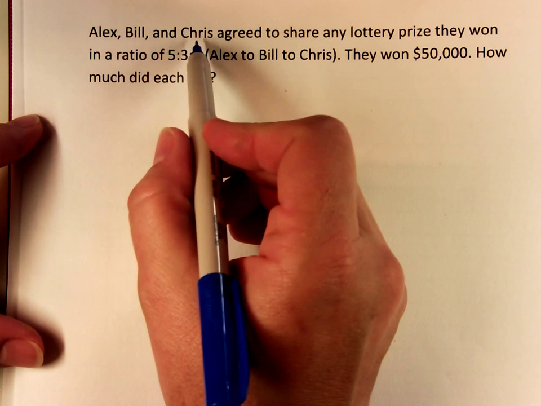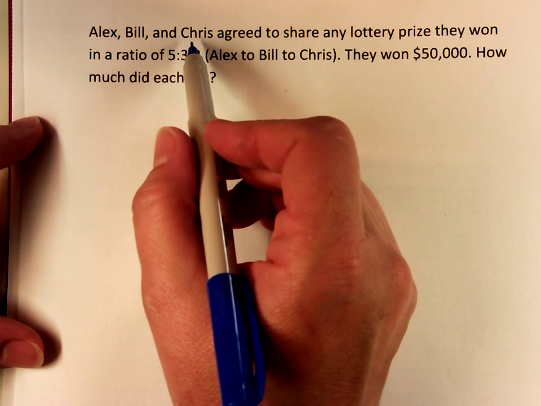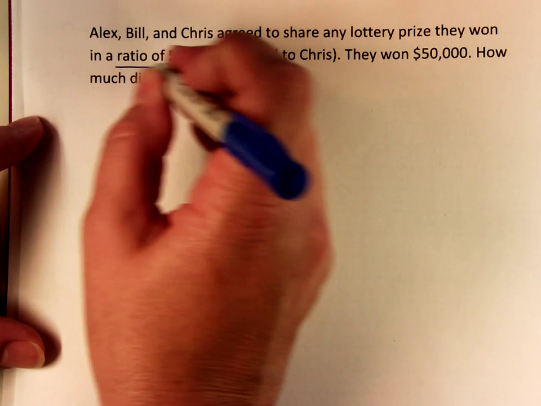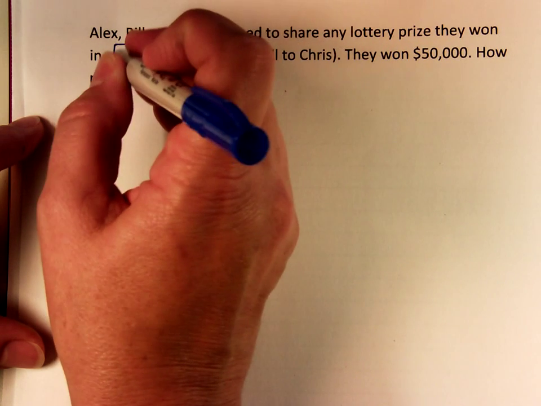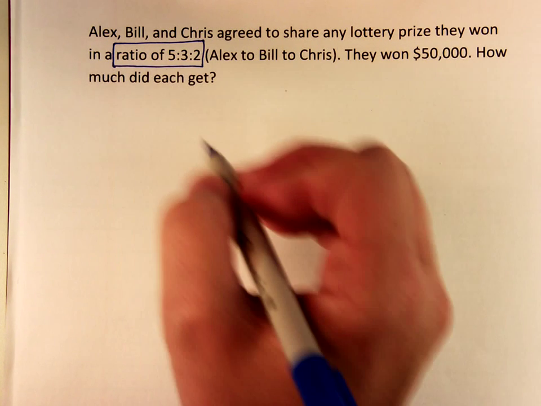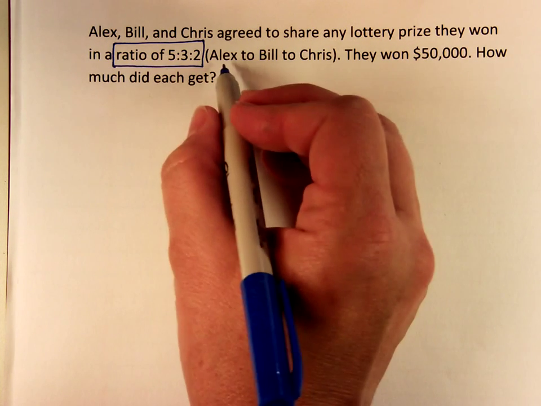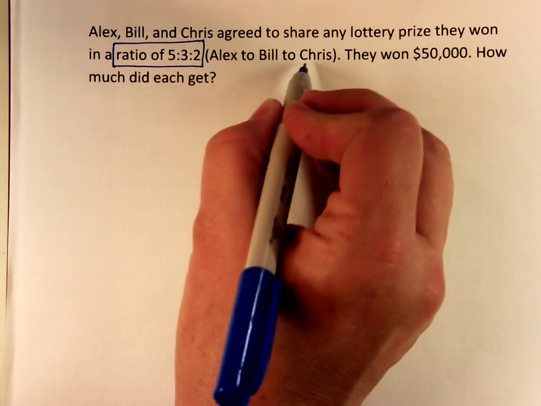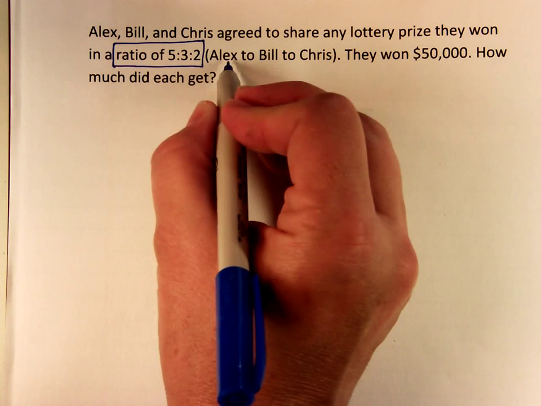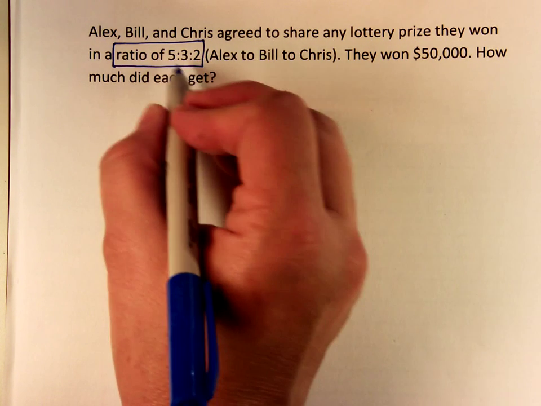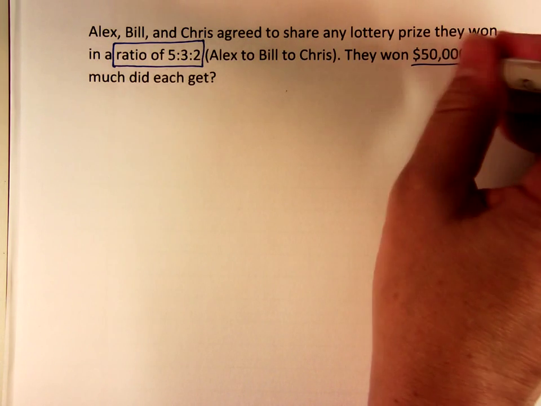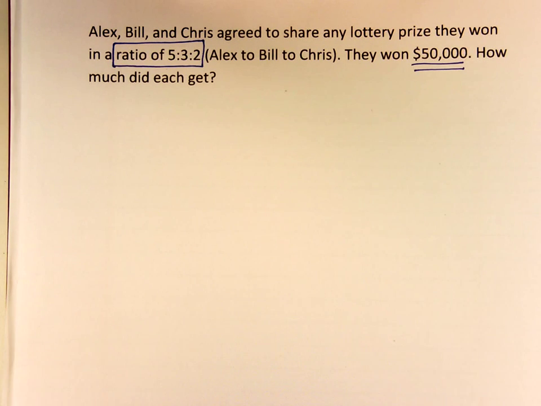Alex, Bill, and Chris, okay, there's 3 friends or co-workers, agreed to share any lottery prize they won in a ratio of 5 to 3 to 2. Isn't that interesting? Usually we've been working with ratios comparing 2 numbers, but you can have 3 or even more. Alex to Bill to Chris. Now notice, as you are reading across the ratio, it's going to correspond with the way it's also written here. So Alex is the 5, Bill is the 3, Chris is the 2. They won $50,000. How much did each get?